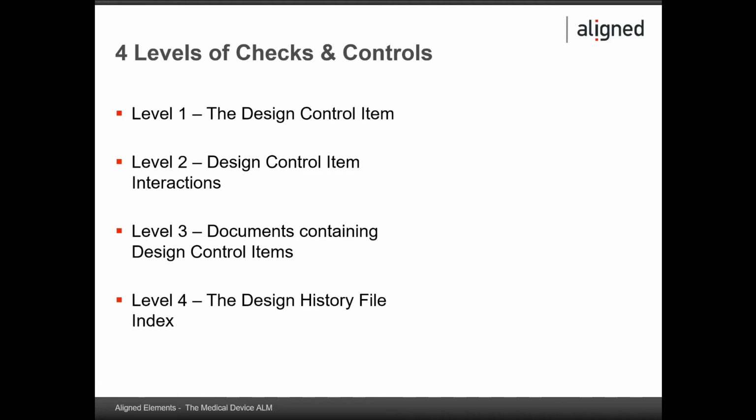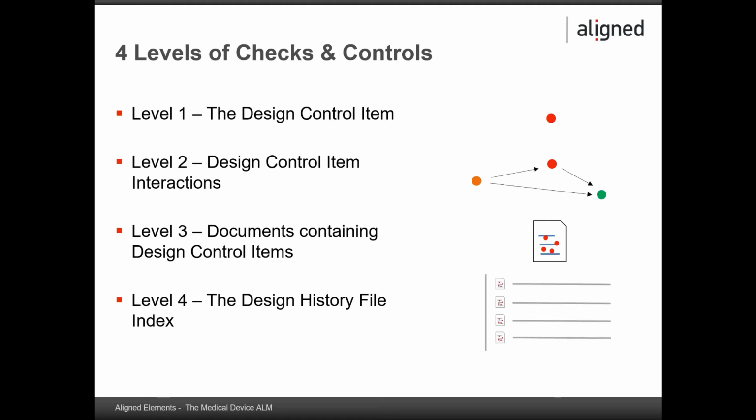And then we can combine these items in order to create traceability. We can place these design control items into individual documents, and we can then compile a set of documents to create a technical file or a design history file. And we provide error checks and controls on all these different levels, from the individual design control item to the second level, where design control items interact through traceability, onto the third level, where we place design control items into documents in order to create documents, and on the fourth level, by analyzing a set of documents in a design history file, technical file context. And I'm going to go through some examples of the checks and controls that we perform in order to reduce errors from occurring and ways of detecting them.